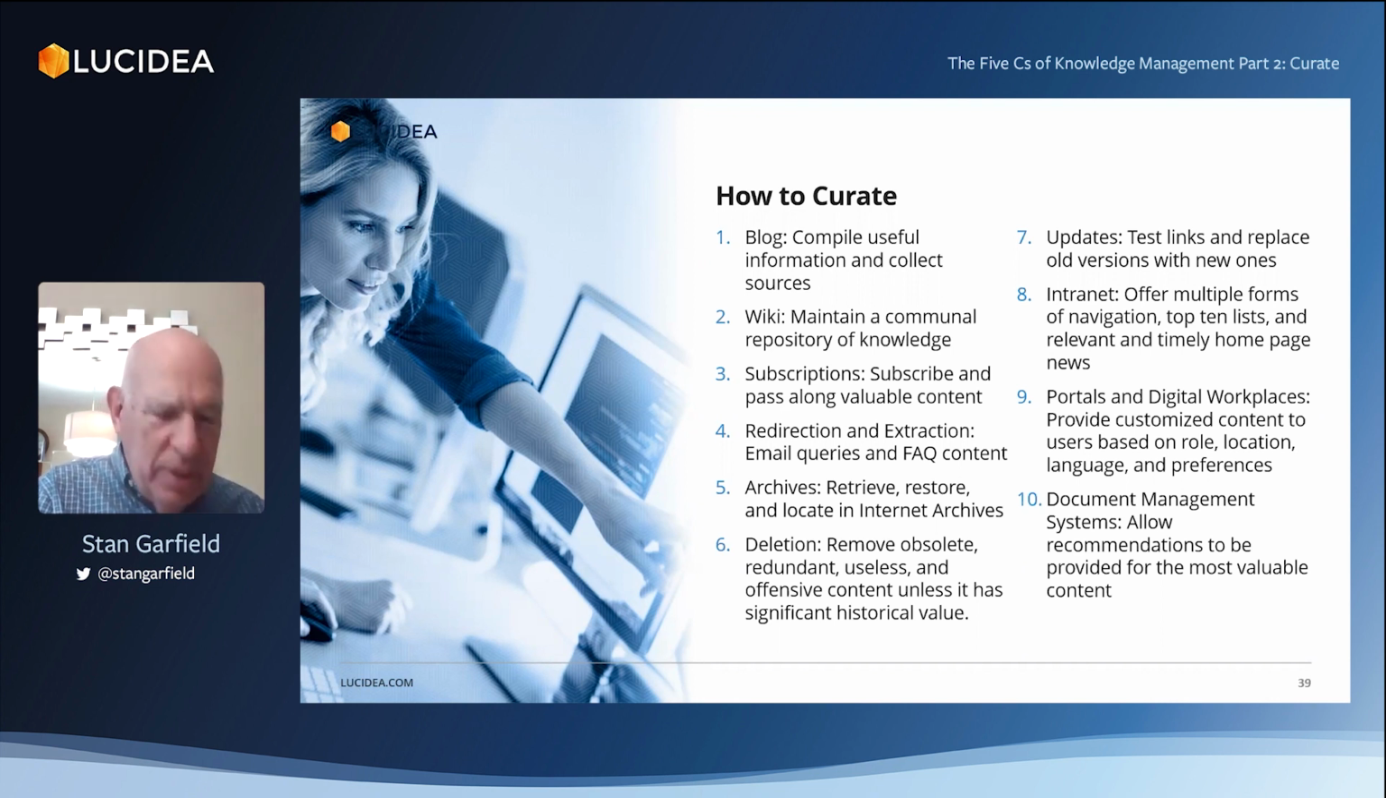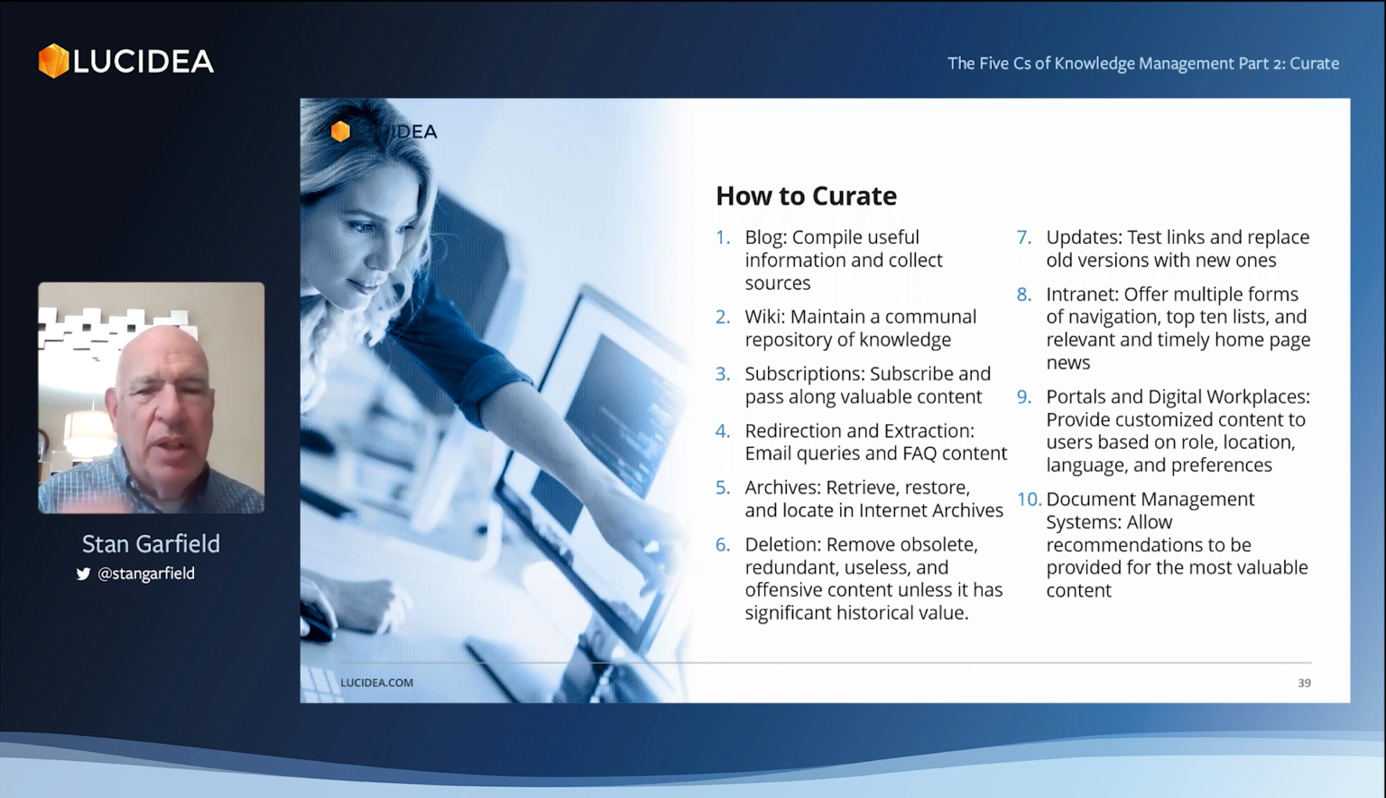Redirection and extraction. If you receive email queries, you can point people to the FAQ content, and that's a way of curating so that they're pointed to things rather than you having to answer them again. Archives, by retrieving and restoring and locating things in an archive. I do this a lot in the Internet Archive for broken links that once worked but don't work anymore. I can go back and use that same URL in the Internet Archive, which is also known as the Wayback Machine. I can usually find an old version of it that was archived in there. A snapshot was taken at some previous time, and then that can be used in place of the broken link.